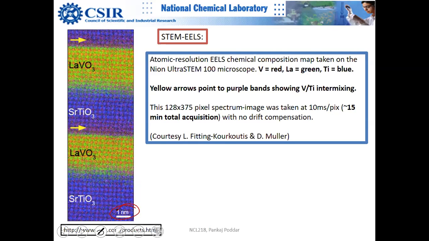You can see yellow arrows pointing to the purple band showing vanadium titanium intermixing. You could not have seen this. So this tiny area here is where there is interlayer diffusion. There is always atomic diffusion. You can find this out using ellipsometry.